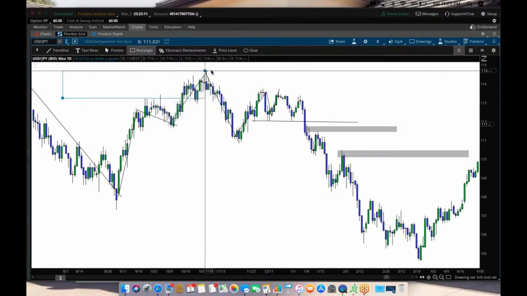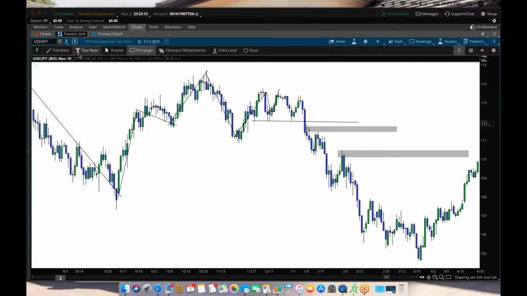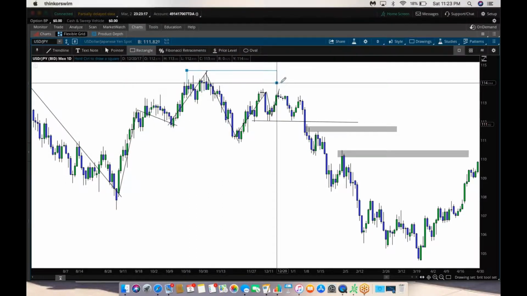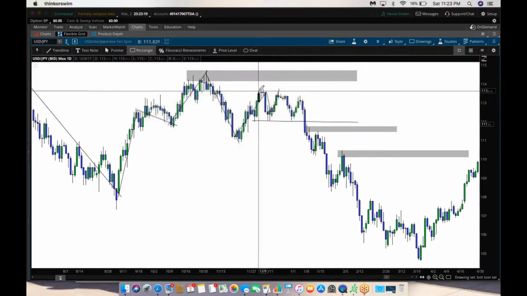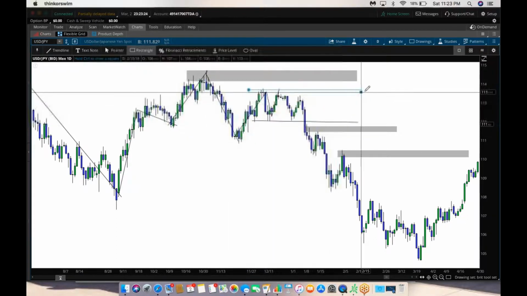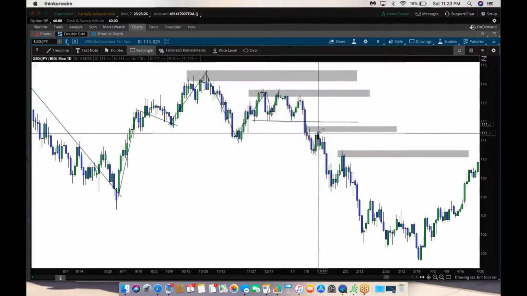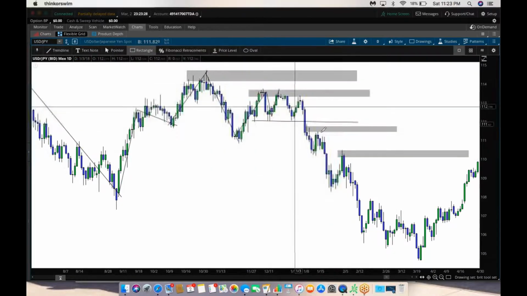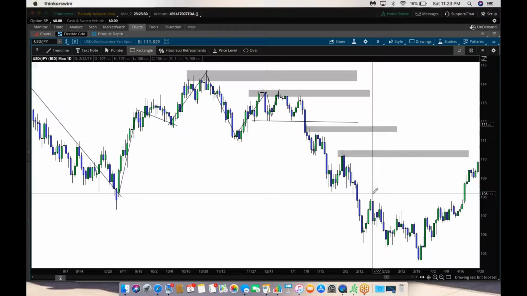Supply was originally here, and so once this came and formed, this was no longer fresh order flow. Order flow was now testing in this area, and as you can see, it just continued to recreate itself on that downtrend. And so that's what that's referring to.